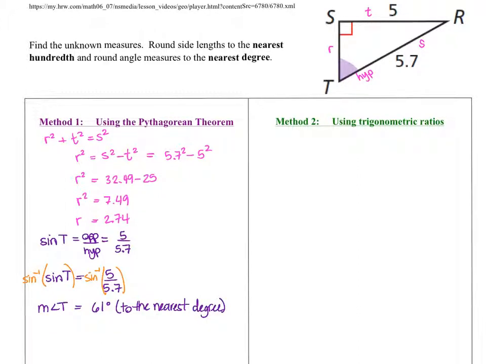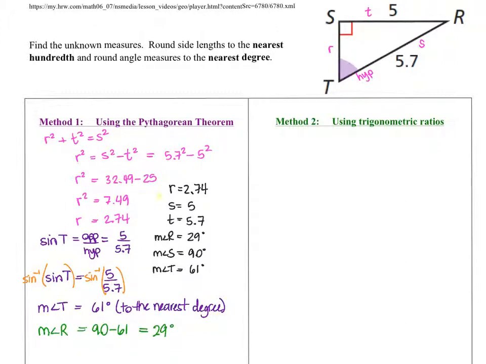Now we've got all 3 side lengths and 2 angles, so we can find the third angle very easily. The measure of angle R is equal to 90 minus 61, because we know the two acute angles of a right triangle are complementary, meaning they add up to 90. So we're going to end up with 29 degrees for the measure of angle R. Now we have solved the right triangle. Our final and complete answer is all of the angle measurements and all of the side lengths.